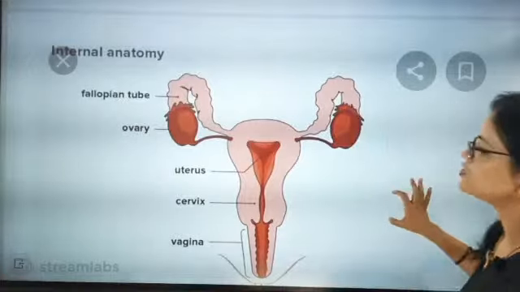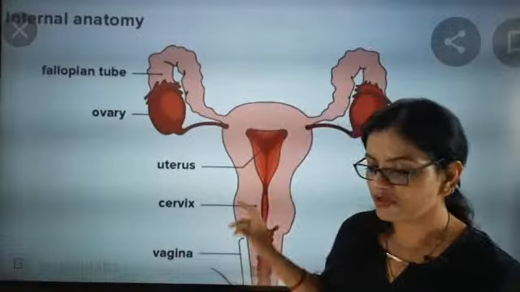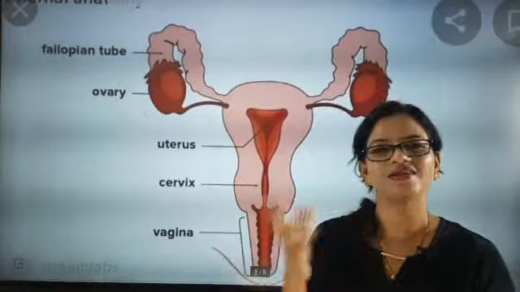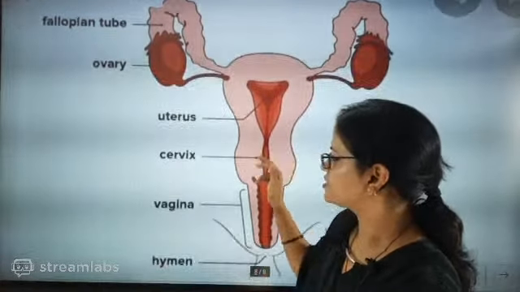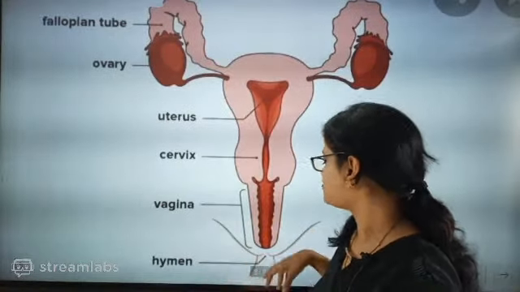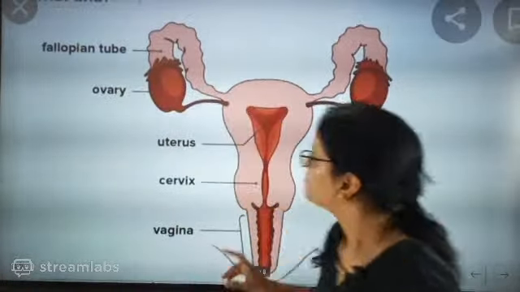Okay, so now we are going to go towards the fallopian tube. The female reproductive organ is quite simple. This is called the uterus, this is the cervix, this is the vagina, and the opening is called the hymen.